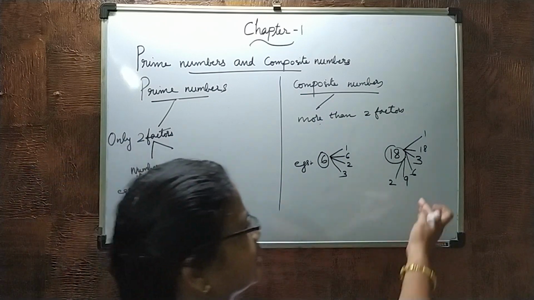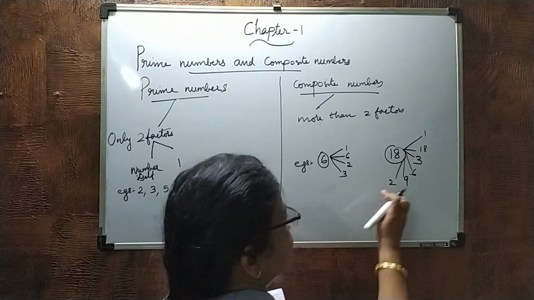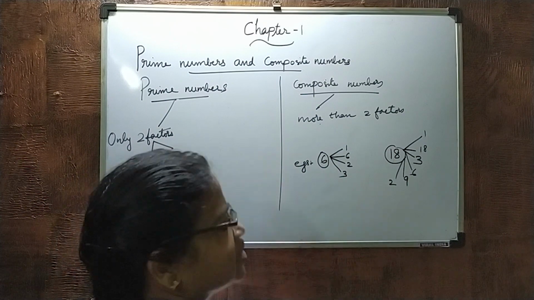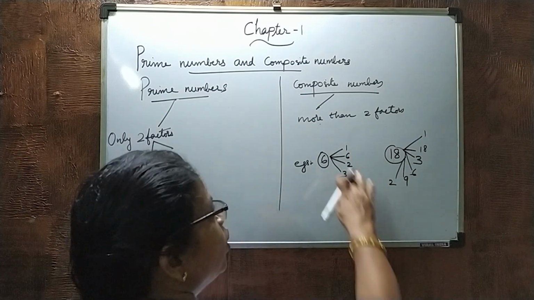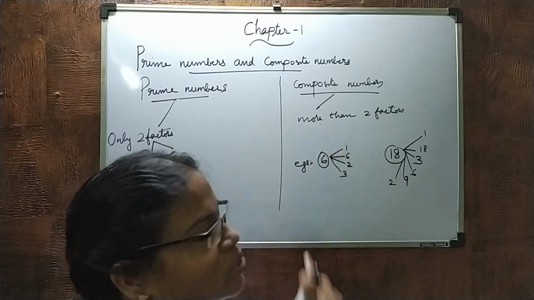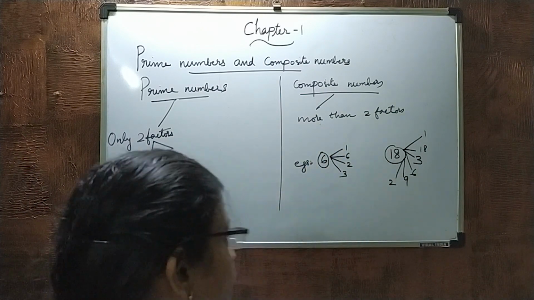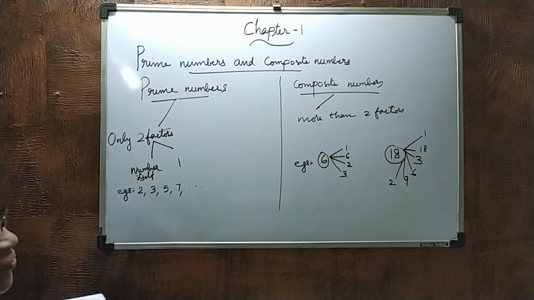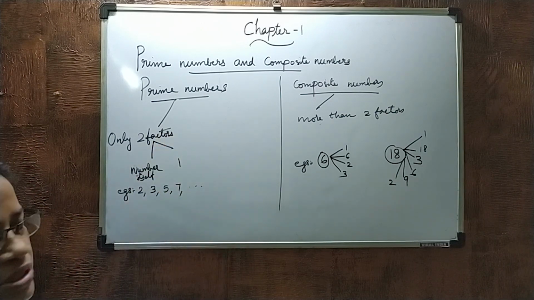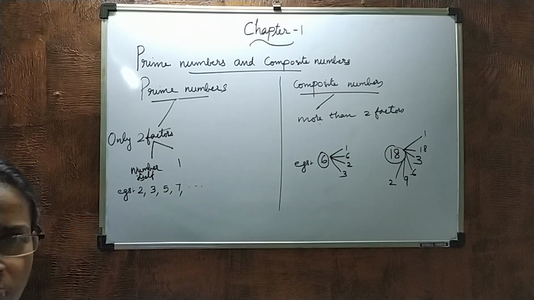So, how many factors are there? 1, 2, 3, 4, 5, 6. How many factors for 6? 1, 2, 3, 4. So, having more than two factors is called a composite number. Only two factors, the number itself and 1, is called a prime number. I hope it's clear.